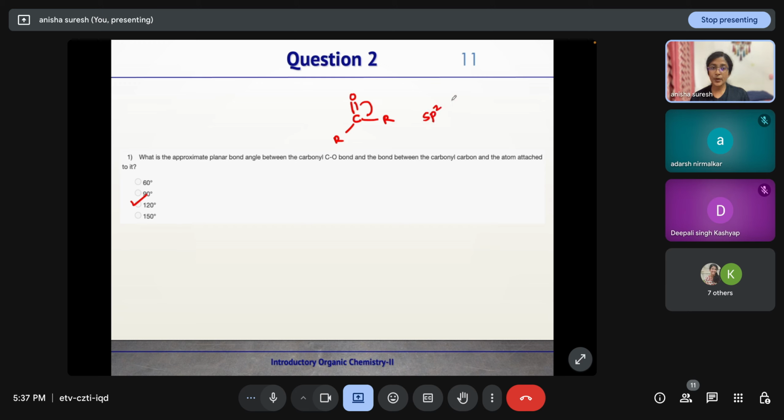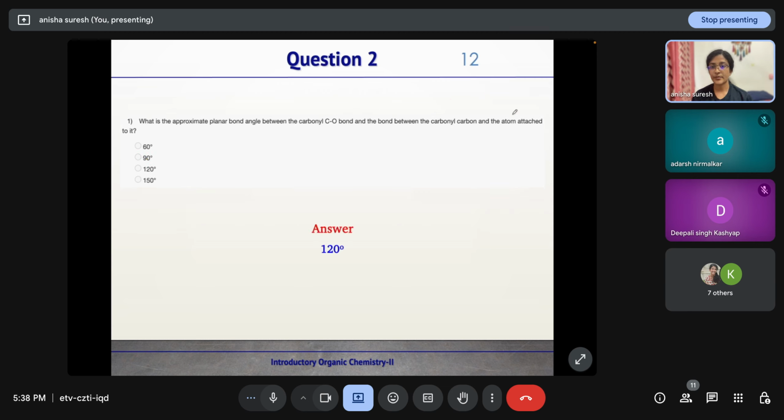So sp2 hybridization, planar geometry, angle will be 120 degrees. Clear? Okay. So the answer will be option C, 120 degrees.